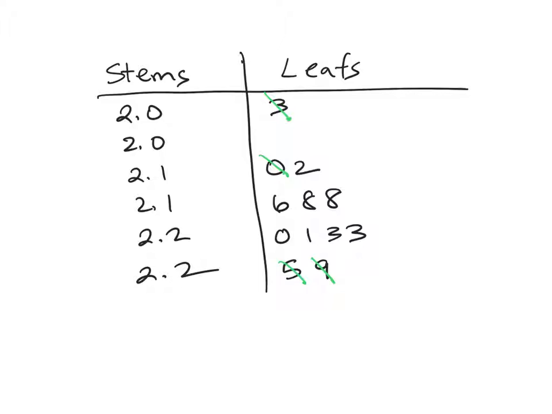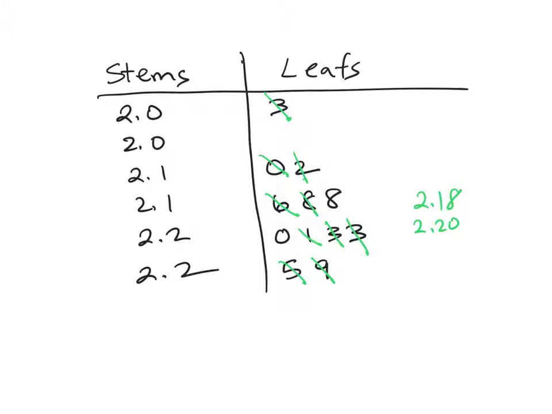I can cross off 2.23 with 2.12. I can cross off 2.23 with 2.16. I can cross off 2.21 with 2.18. And I am left with these two in the middle. So my two middle ones are 2.18 and 2.20.